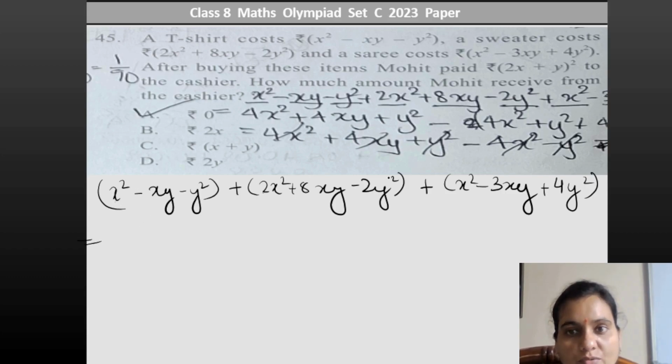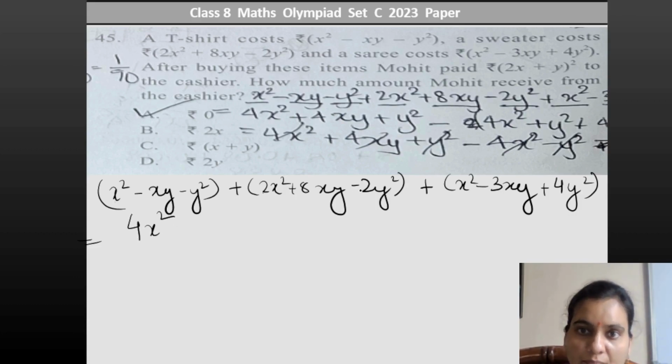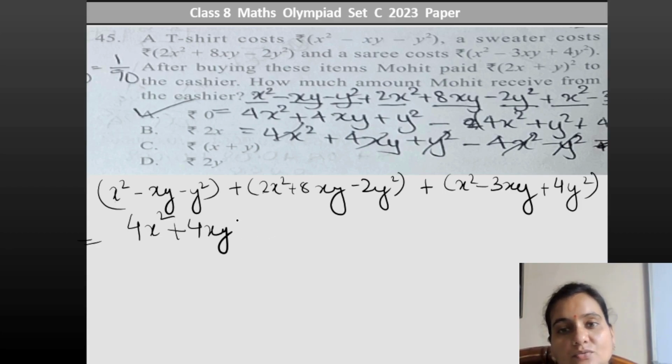x square is here, x square is here, x square is here also. So 1 plus 2 plus 1, that will be 4x square, minus xy plus 8xy, that will be 7xy, 7xy minus 3xy, that will be plus 4xy, minus y square minus 2y square, that will be minus 3y square, 4y square minus 3y square, that will be y square, right?